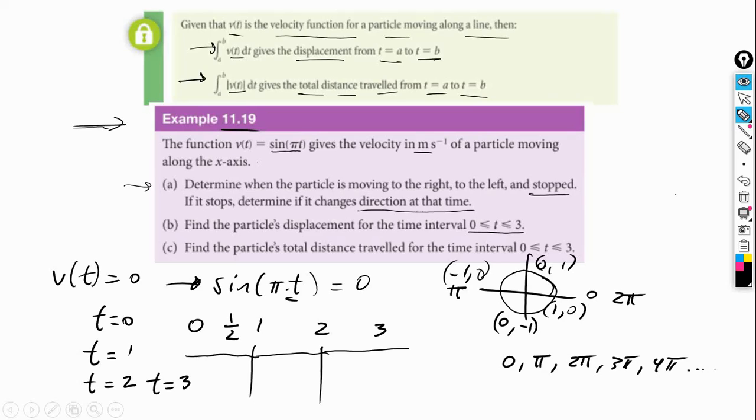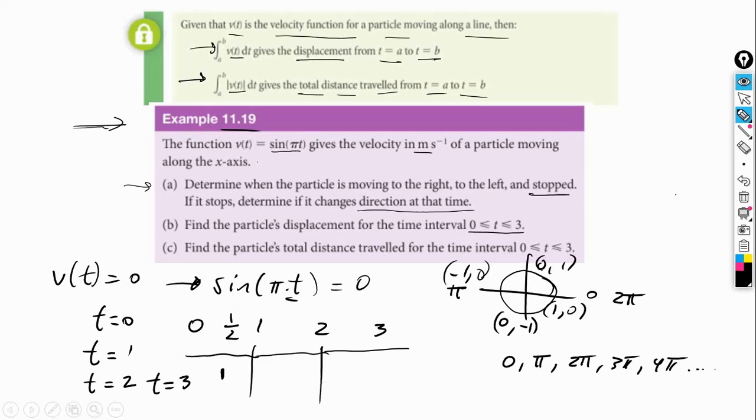So what is sine of pi halves? Remember that pi halves is 90 degrees, and sine of 90 is going to be 1. So that means that it's moving in the positive direction. The velocity is positive, therefore the particle is moving in a positive direction. It stops after 1 second.